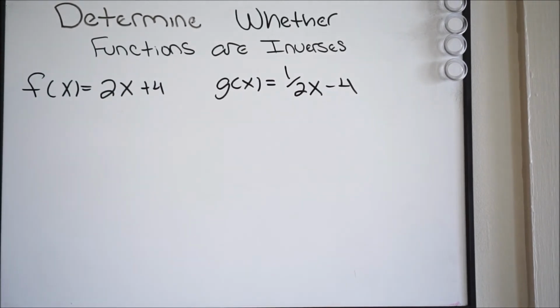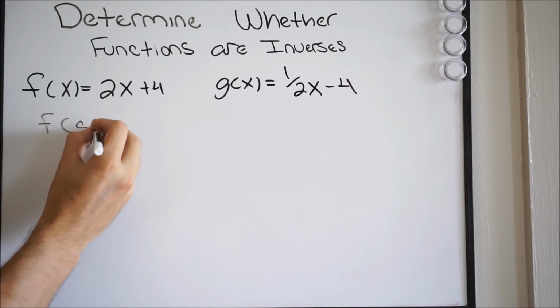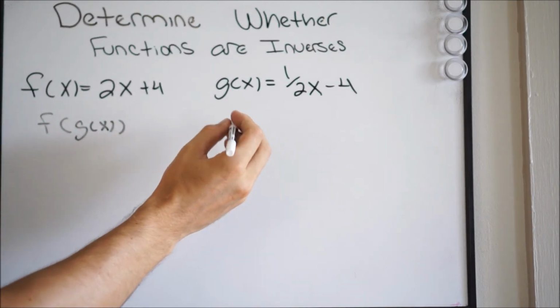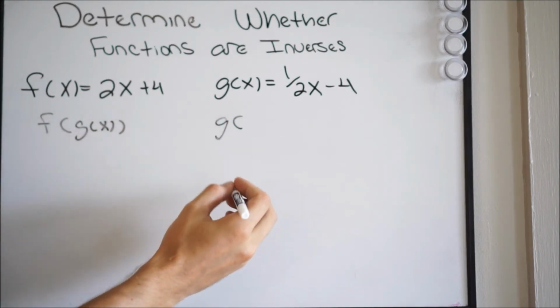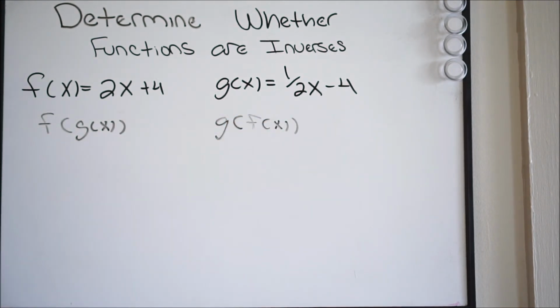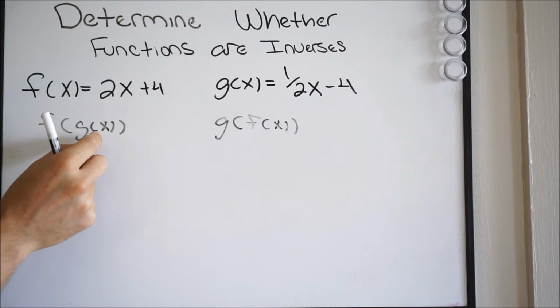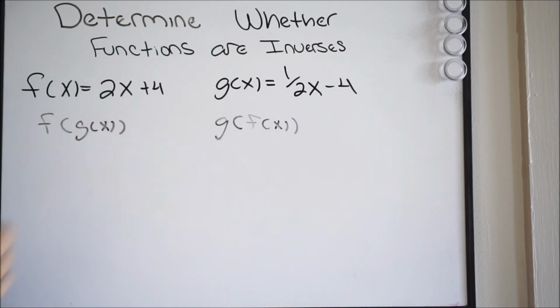Okay, here's another example. We're going to check to see if these functions are inverses. So we're going to set up our composition. Again, we're going to have f compose g of x, and we'll also have g compose f of x. Let's check this and see what happens. Again, I'm going to start from the inside out. So we have g of x right here. We're going to plug that in.